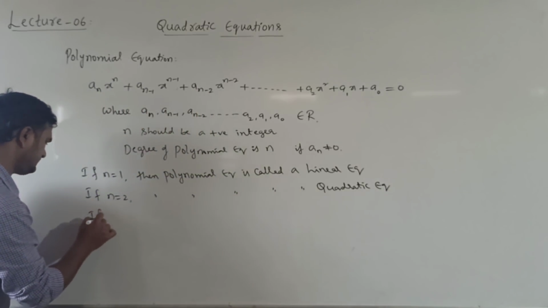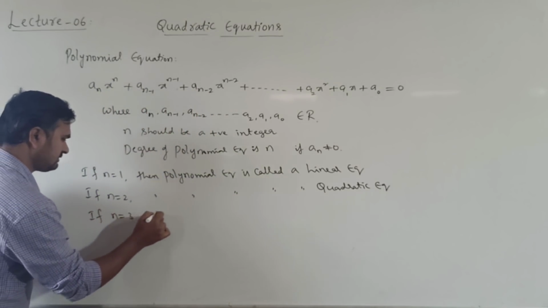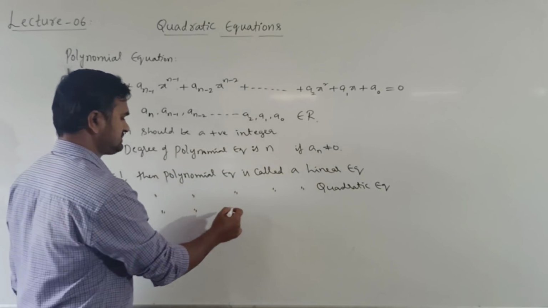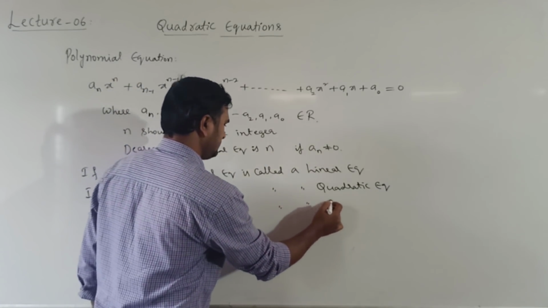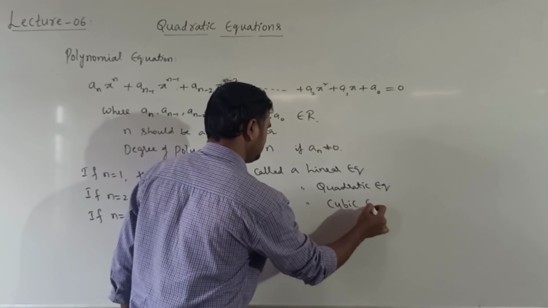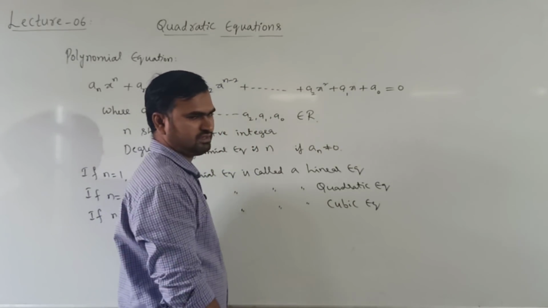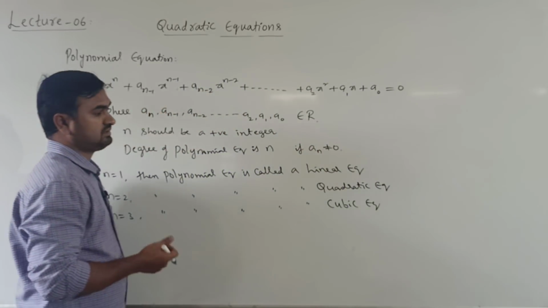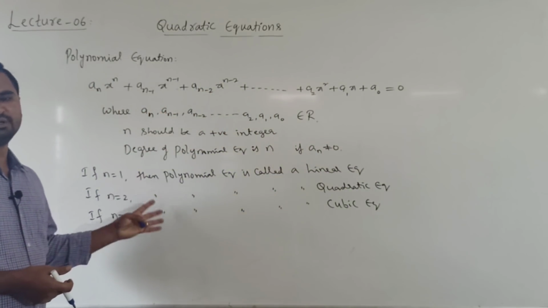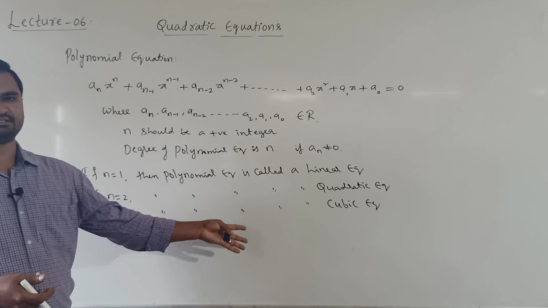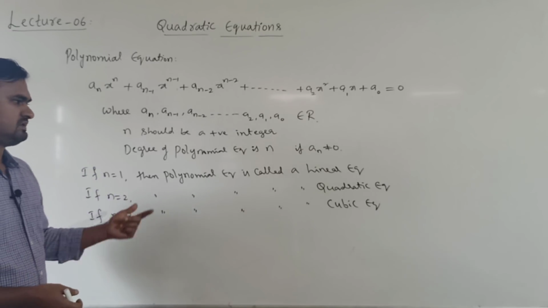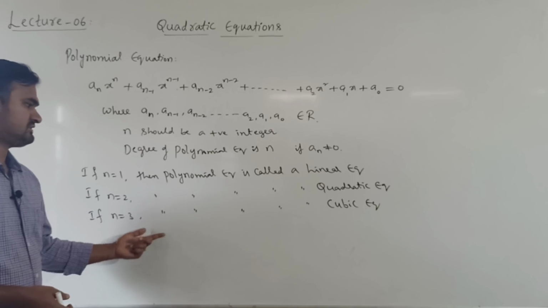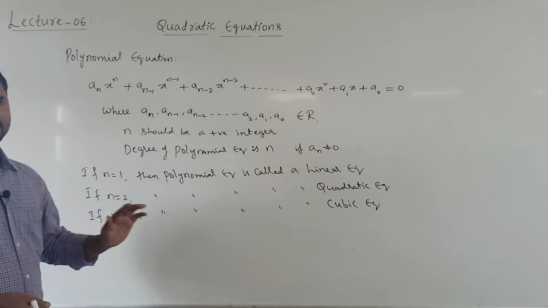If n is 3, the polynomial equation is called a cubic equation. If the degree is 4, it is called a biquadratic equation. If the degree is 5, it is called a polynomial equation of degree 5, degree 6 and so on. Okay, so this is about polynomial equations and their degrees.